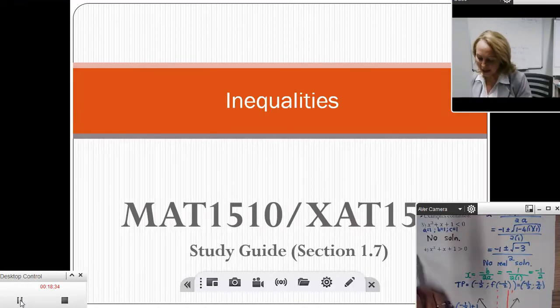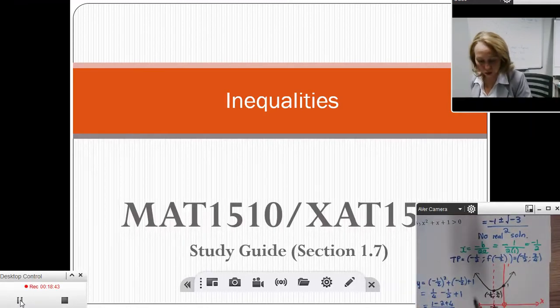On the other hand, in question 4, I'm asking for which values of x is this quadratic greater than 0. Now, have a look at your parabola again.